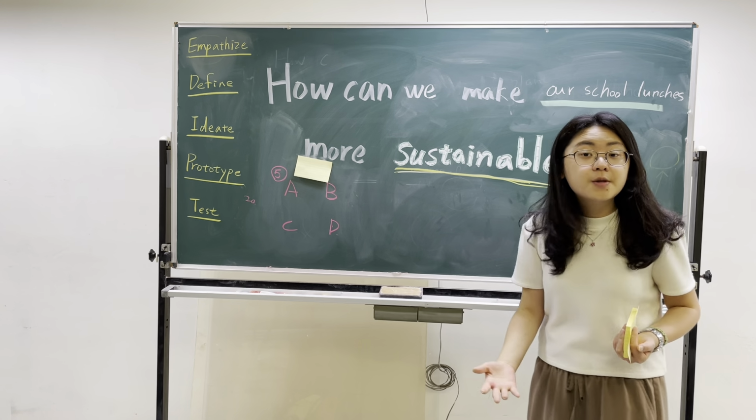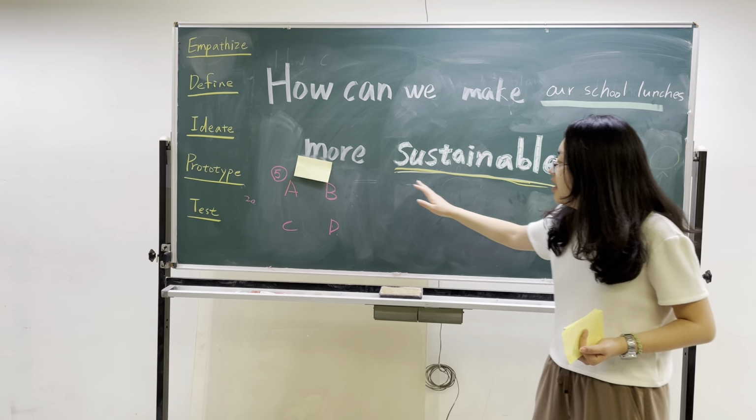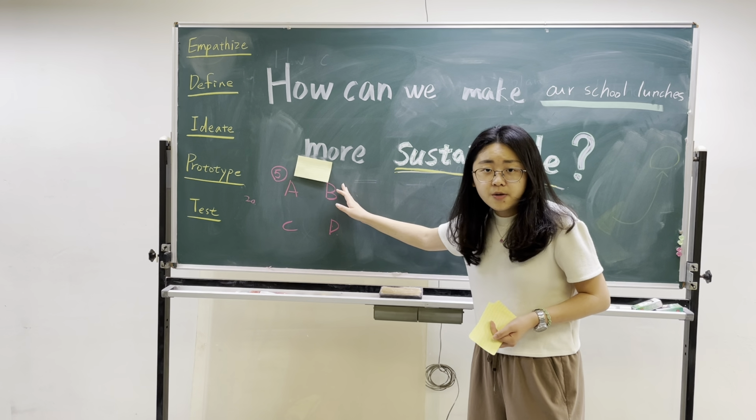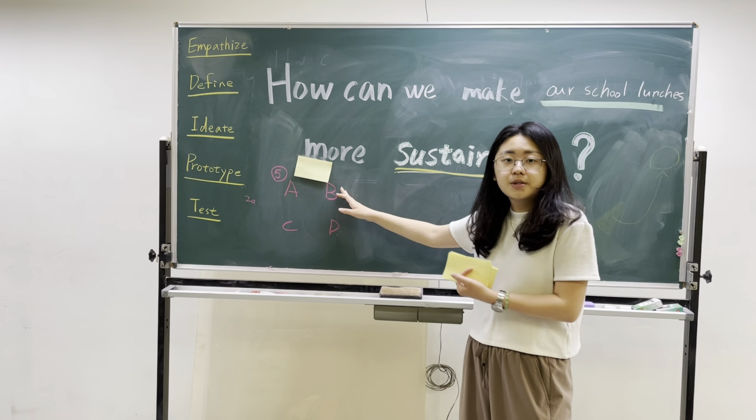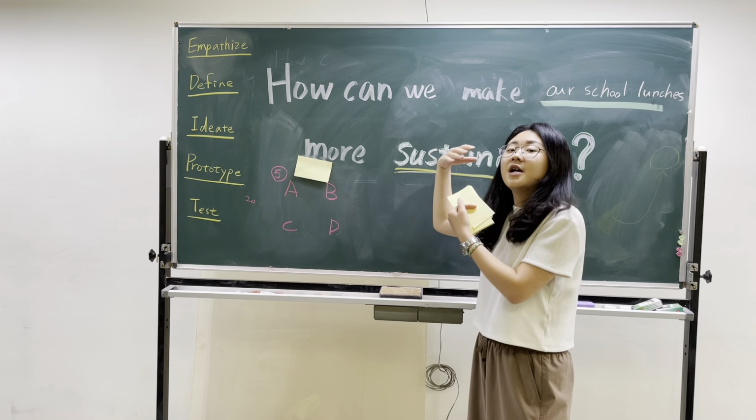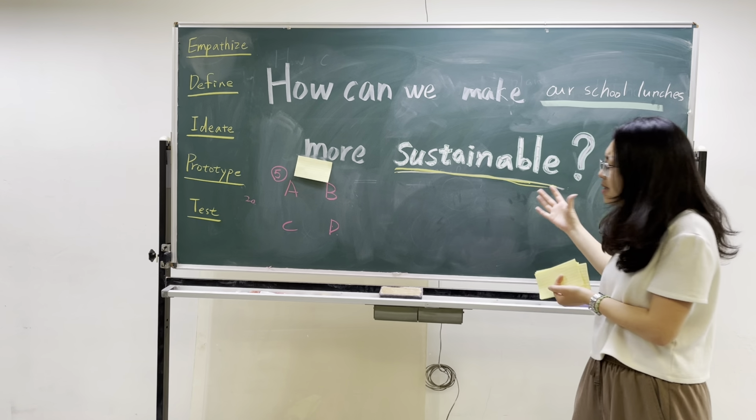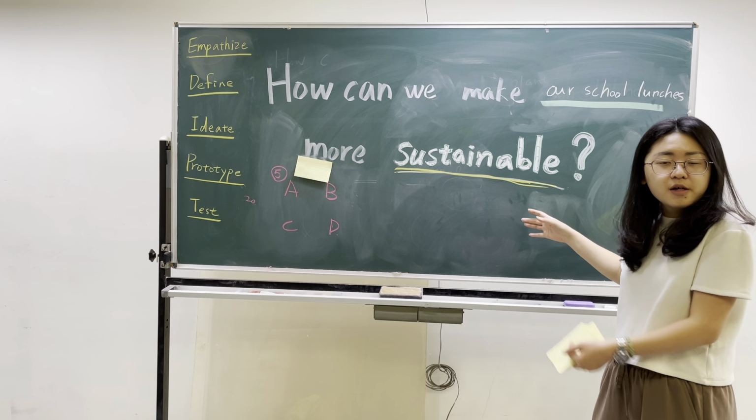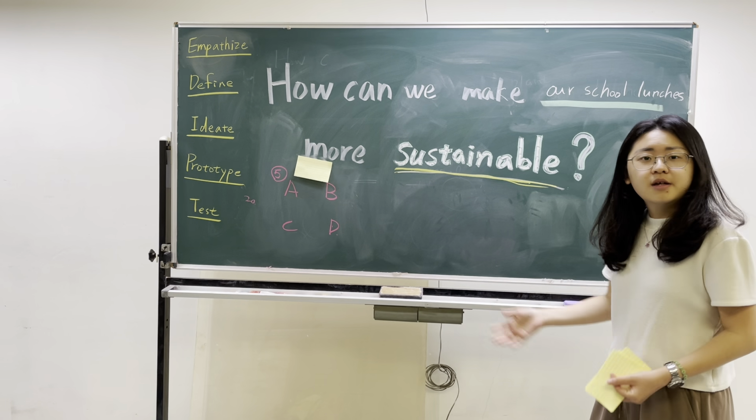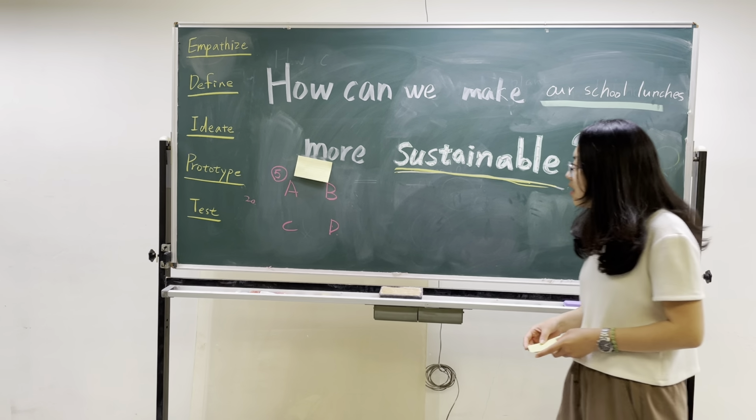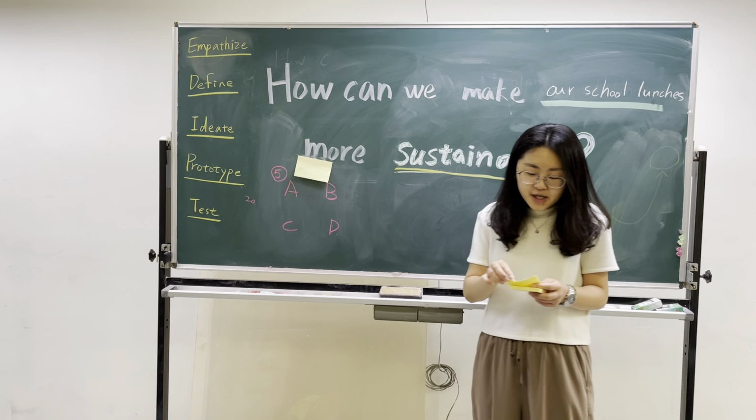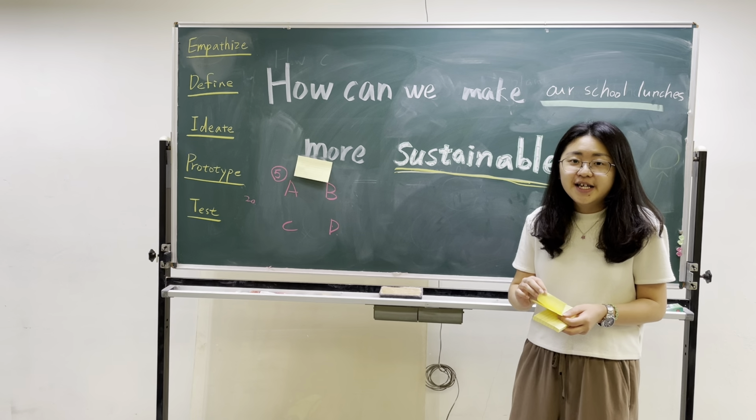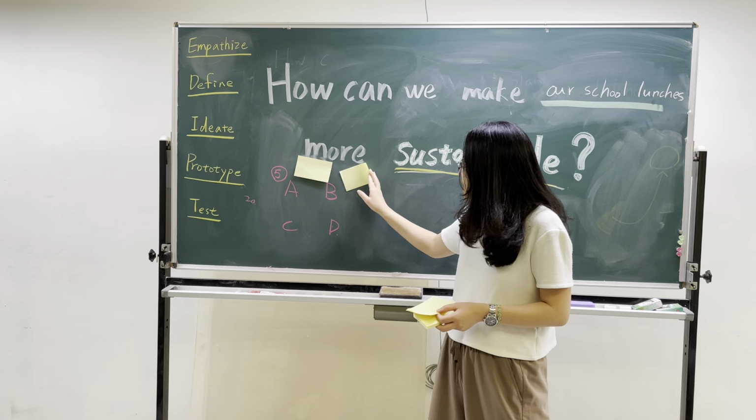And if you know about sustainability, you can say, okay, I know you know sustainable agriculture and sustainable food. Do you think our school lunch is sustainable? If not, how can we do that? If yes, you can say why. Okay, that is the first step of empathize. So please come to take the stickers and interview with your group, okay?